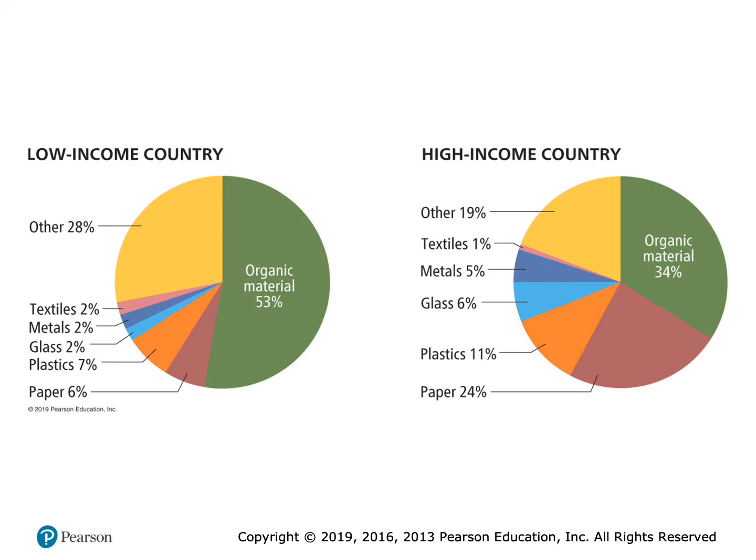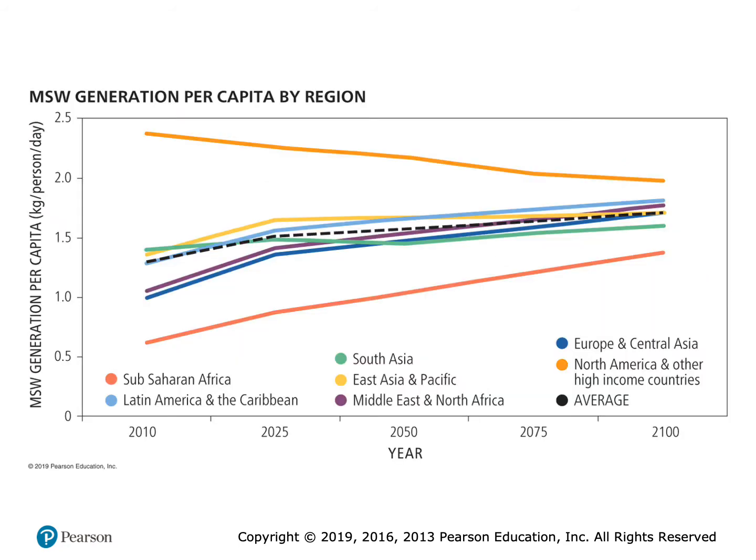This is a look at municipal solid waste and income. You can see, depending on whether you're a low-income country or a high-income country, what makes up the majority of your solid waste materials. Organic material is the highest segment in low-income countries. That probably includes plants and food waste. In high-income countries, it's still organic material, but you notice that paper has a much bigger role in creating waste.